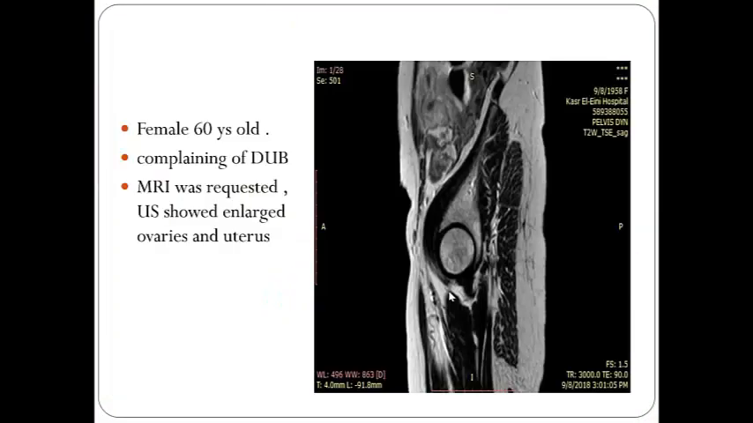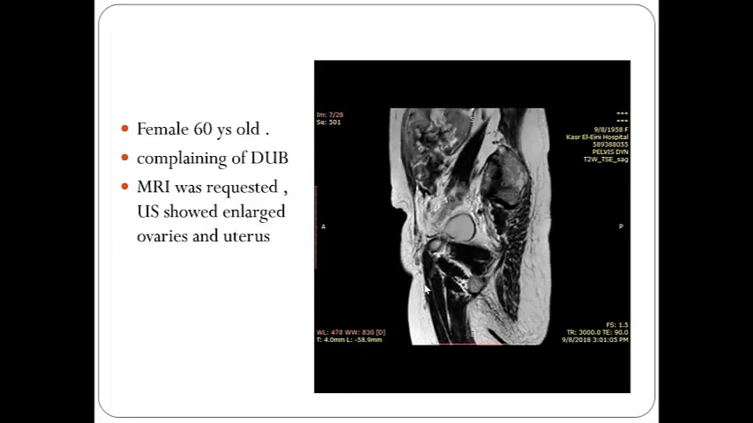Concentrate please and interact. This female patient, 60 years old, is complaining of abnormal uterine bleeding, not dysfunctional, it is an abnormal uterine bleeding. But they say that it's sporadic, coming and going like staining only, and MRI was requested. In the ultrasound, they say that there are enlarged ovaries and uterus.